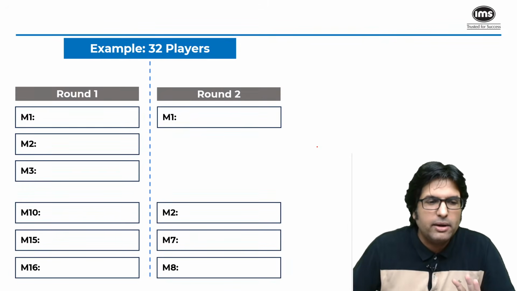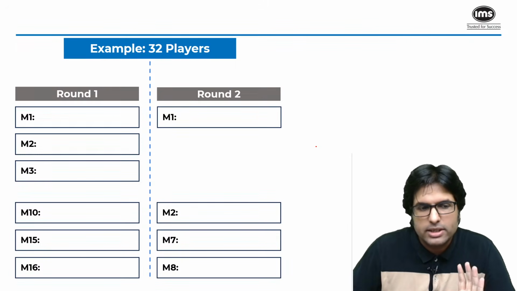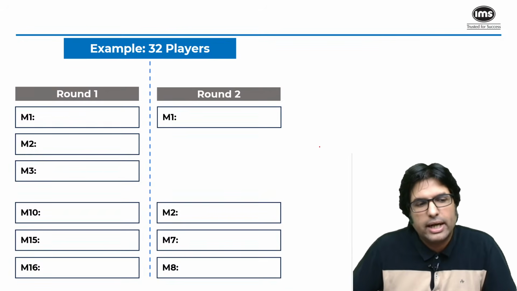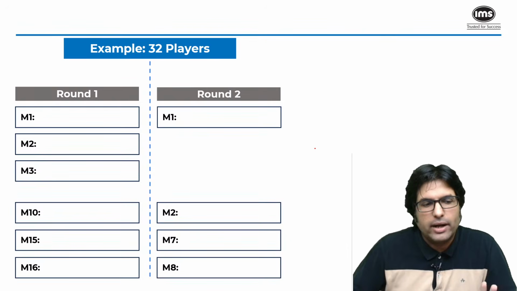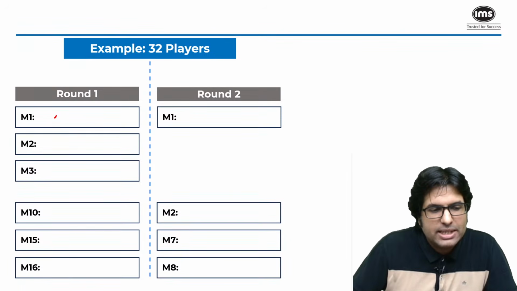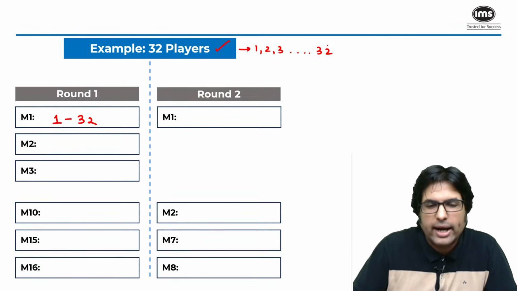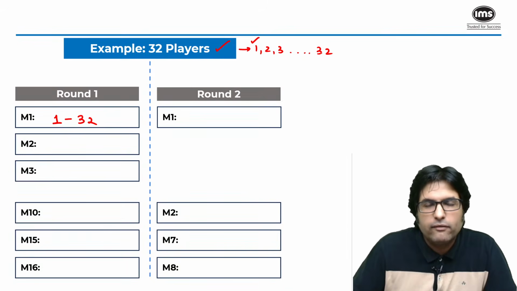So let's take an example where there are 32 players. Now typically how is the scheduling done? For round 1, match number 1 would happen between the best ranked player and the last ranked player. If I take an example where there are 32 players, players would be ranked from 1, 2, 3 and so on up till 32nd rank. Which is the best ranked player? First ranked player. Which is the worst ranked player? 32nd ranked player. So match number 1 would happen between 1 and 32.